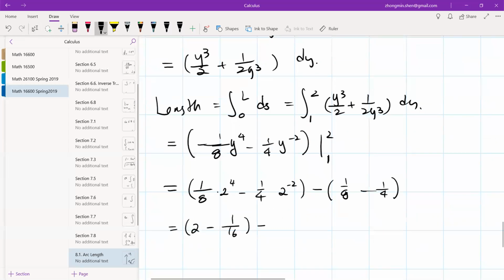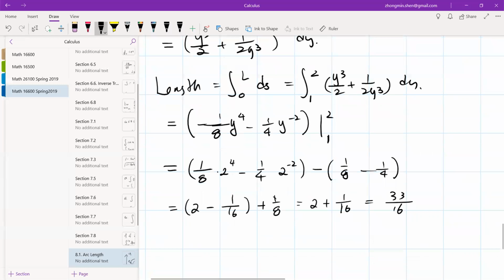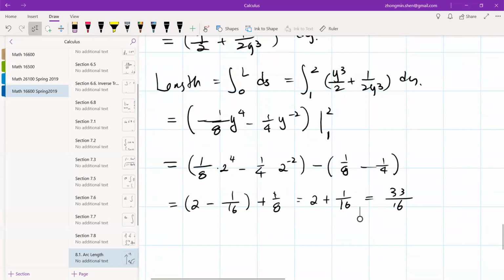Minus 1 over 8 minus 1 over 4 will be negative 1 over 8. It's a positive 1 over 8. So then you get 2 plus 1 over 16, right? And combine them into 1. Now, that was a question whether we should write it as 2 and 1/16.